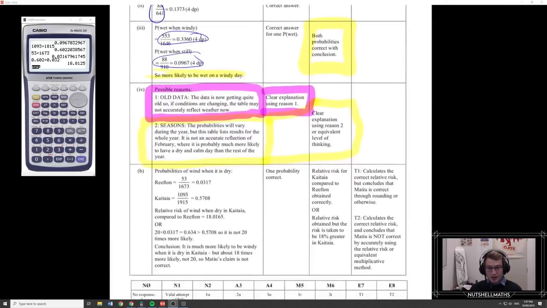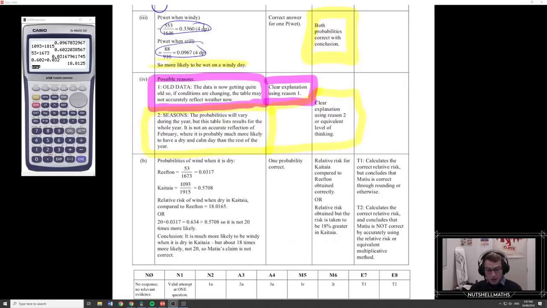The answers say situation 1: he calculates the correct relative risk but concludes that he is correct through rounding or otherwise. Option number 2: calculates the relative risk and concludes that he is not correct by accurately using the relative risk. So you sort of can be right in both situations. I think that this one is more correct.